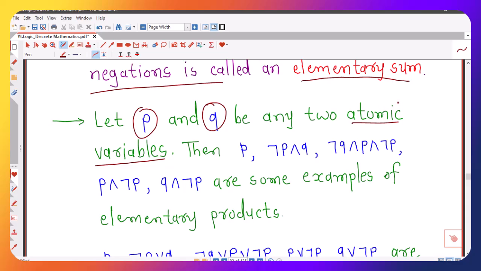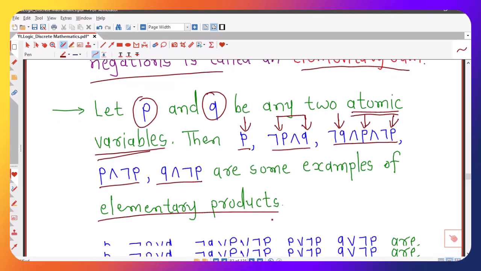Atomic variables means they are not compound variables, or there is no logical operator in those variables. So, if P and Q are any two variables, then in all these products we can see we have variables and their negations only. Here I have only one variable. Here I have negation of P and another variable Q. Here negation of Q, P, negation of P. So, in all these products we are using variables and their negations. Therefore, they are examples of elementary products.